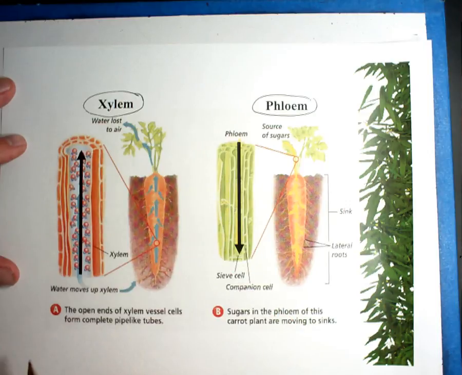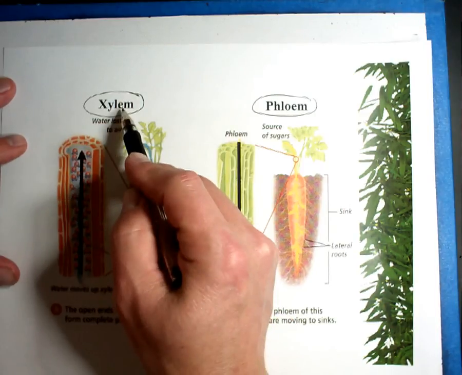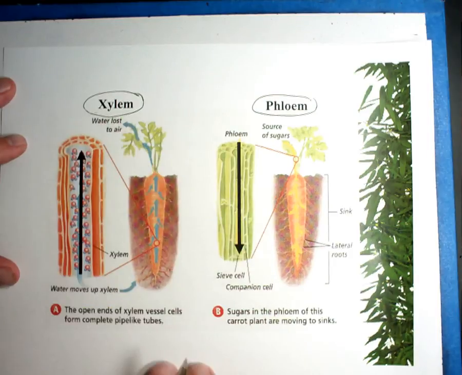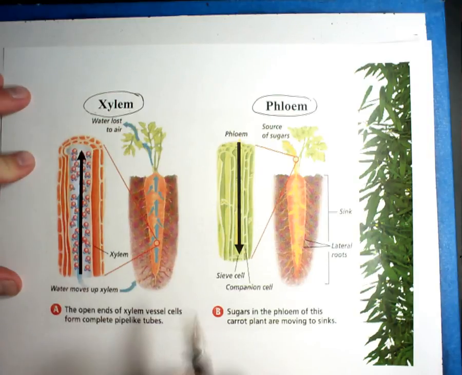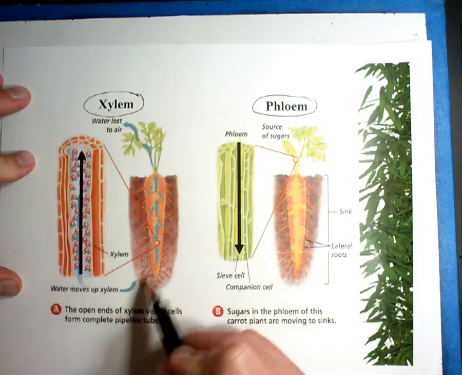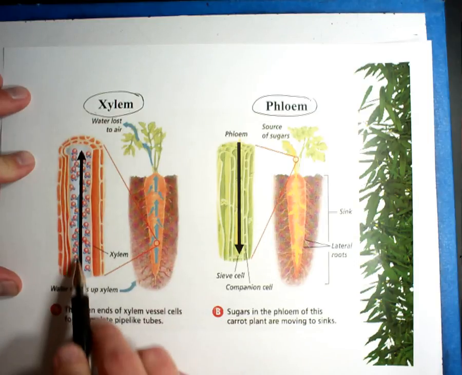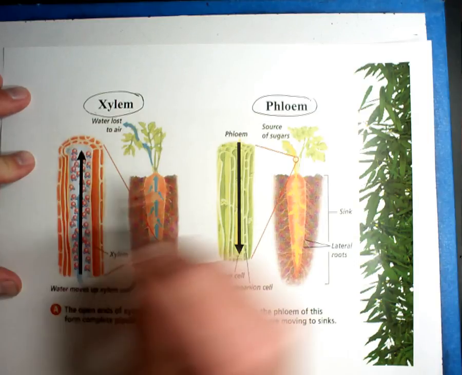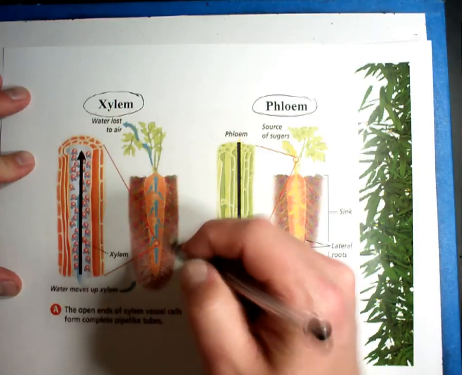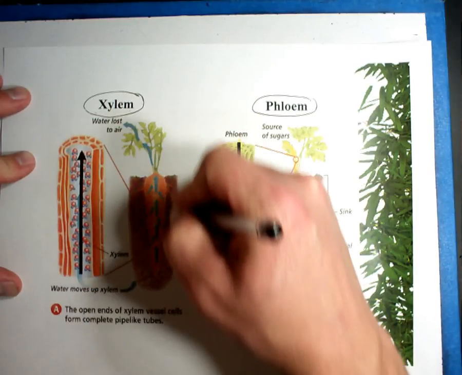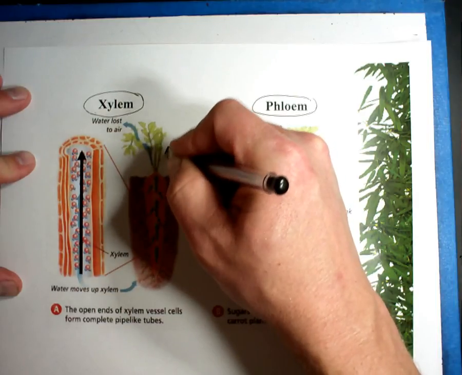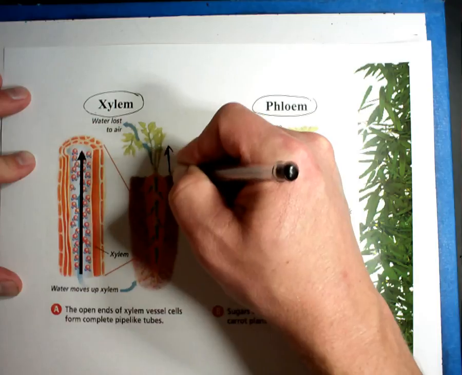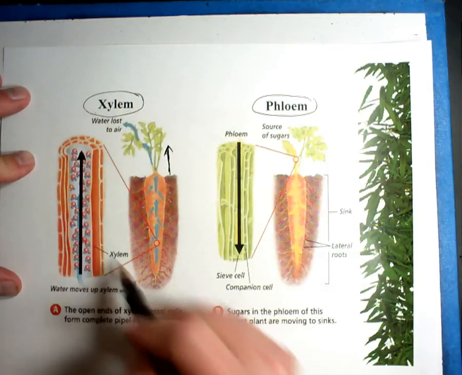The very first thing I want to talk about are tubes called xylem. That's how that's pronounced. You'll notice in this picture on the left-hand side, it's showing water moves up xylem. So what happens is when it absorbs water through these little hairs, the water is pulled up the carrot to keep the plant alive. So basically, you're trying to pull water to the top of the plant. And when you pull water to the top of the plant, that's what's going to keep the plant alive. The water cannot just stay in the roots. So it's going to be pulled up to the top.